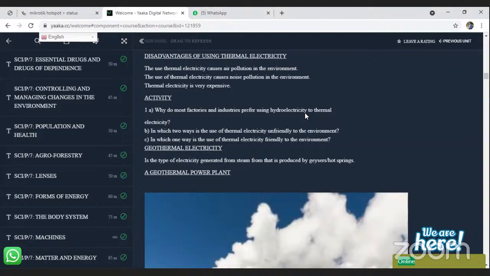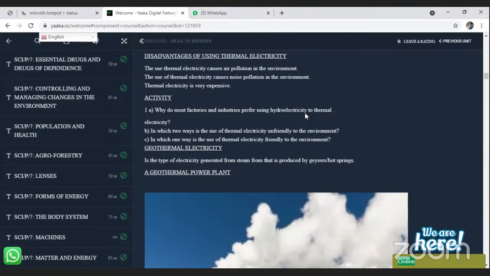So the question is clear, why do most factories and industries prefer using hydroelectricity to thermal electricity? You will simply say hydroelectricity prevents air pollution. The other one is hydroelectricity prevents noise pollution. Hydroelectricity is cheaper than thermal electricity, because with thermal electricity you have to keep buying fuel, you keep buying diesel every time. While with electricity or hydroelectricity, you don't need to buy fuel every day. You just need to subscribe to your units, and then you use for the whole month.